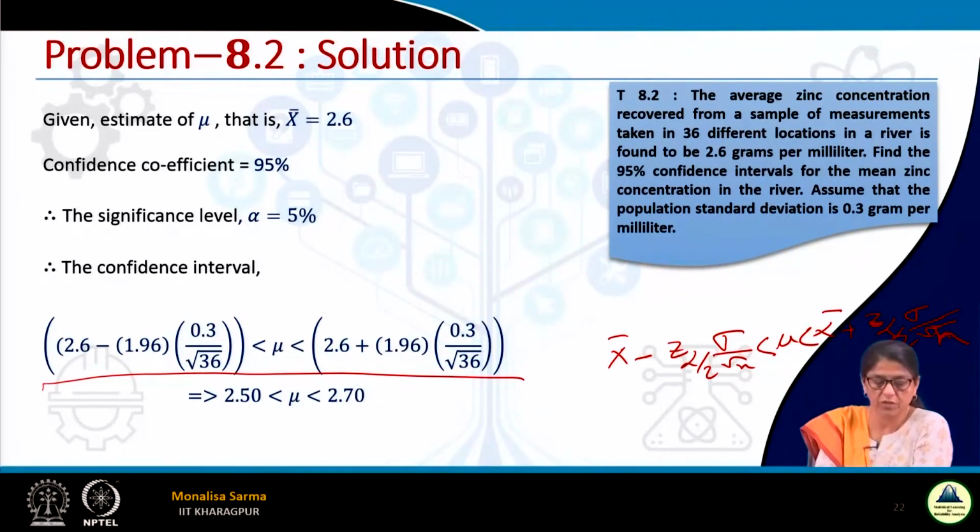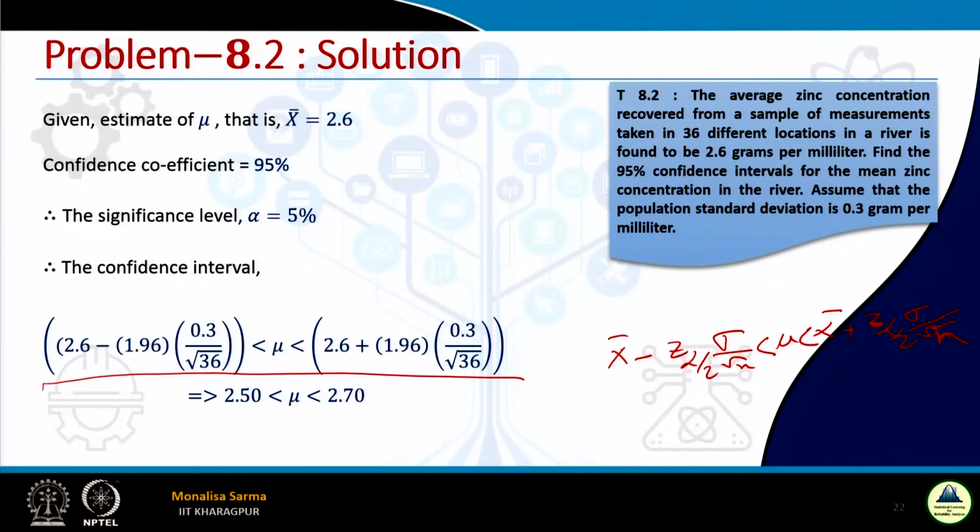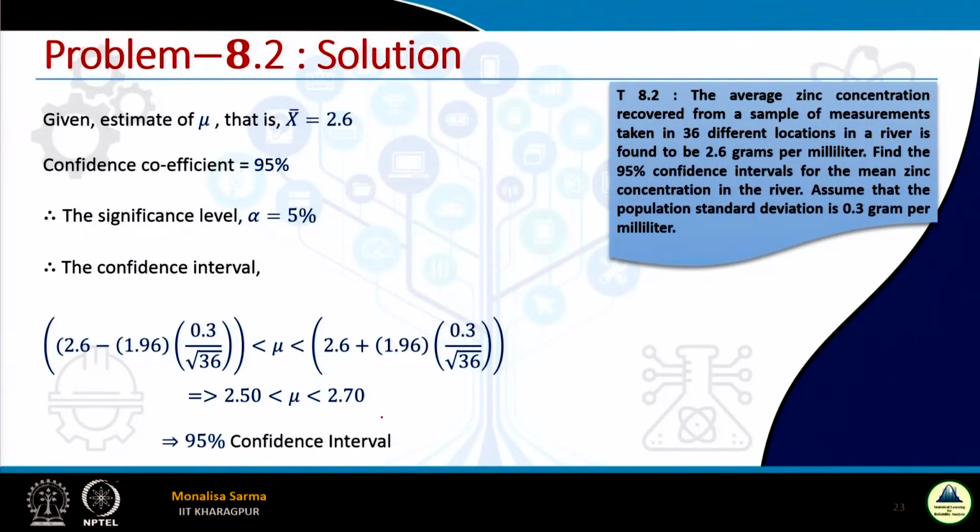So that's all, we have all the values. The 5% significance level means alpha by 2 is 0.025. Corresponding to 0.025, from the Z table we will find the value is 1.96. You can check it. This is the x bar value, this is sigma, and we have taken samples from 36 different locations, so root n is root 36. So this is the confidence interval. Fine.